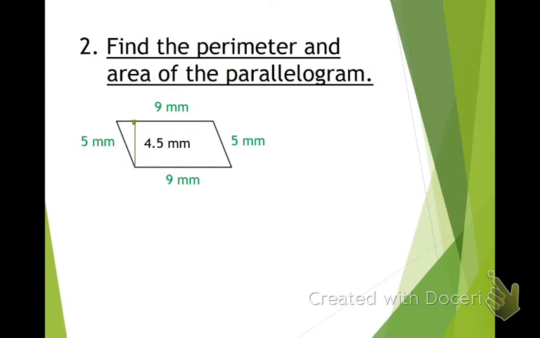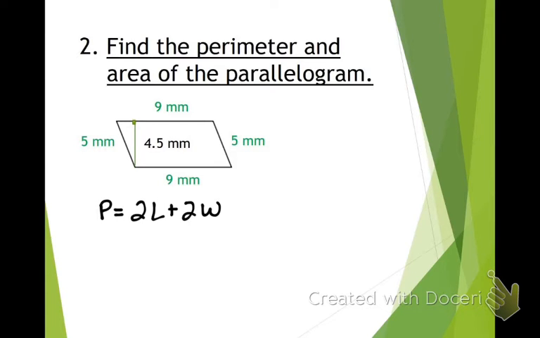For this one, we're going to be finding two things, the perimeter and the area of a parallelogram. So you want to use two different formulas. If you don't remember what the formulas are, pull out your notes from the past couple days and see if you can figure it out. We're going to start off with the perimeter. What is my formula for finding the perimeter of a parallelogram? P equals 2 times L plus 2 times W. Okay, 2 times the length plus 2 times the width.